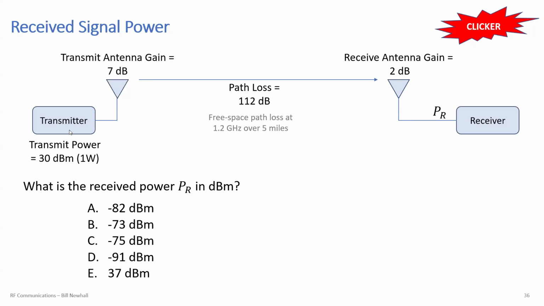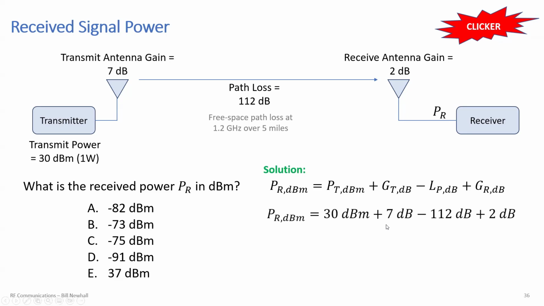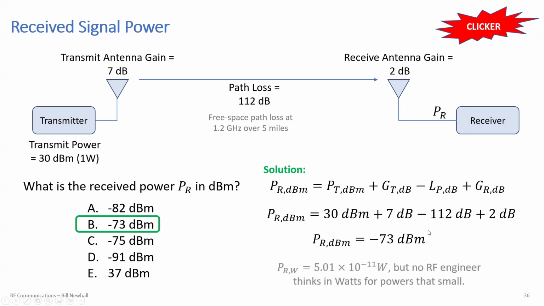And so you have the transmit power, you're going to add the antenna gain, you're going to subtract the path loss, and you're going to add the receive antenna gain to get the power out of the port. Okay, so PR is PT plus GT minus LP, the path loss, plus GR. So you get 30 dBm plus 7 dB minus 112 dB plus 2 dB. You get minus 73 dBm. Okay, so that's the value there.